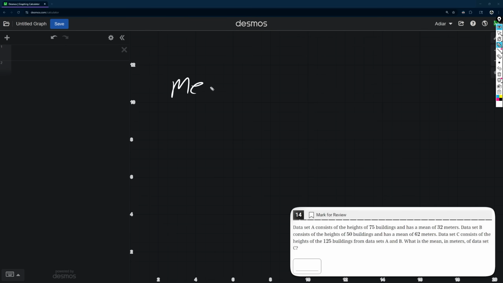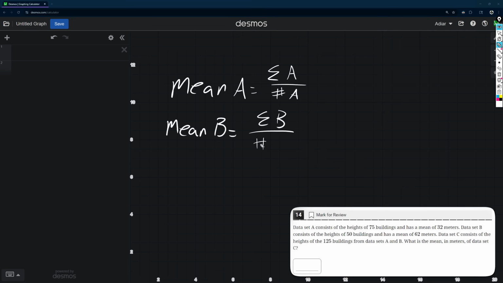So the mean of A is going to be the sum. I'm just going to use this to mean sum. The sum of all the numbers inside of A divided by the count of A. We'll just use number of A. And similarly for dataset B, the mean of dataset B is the sum of B over the number of B. So that means the mean of C, which we're trying to solve for, is the sum of all the numbers inside of C divided by the number of C.